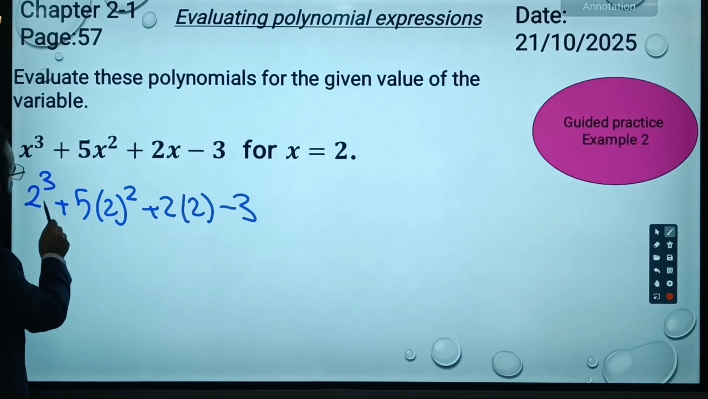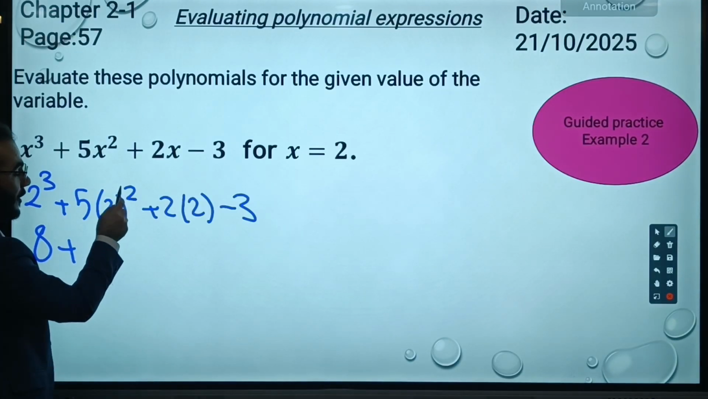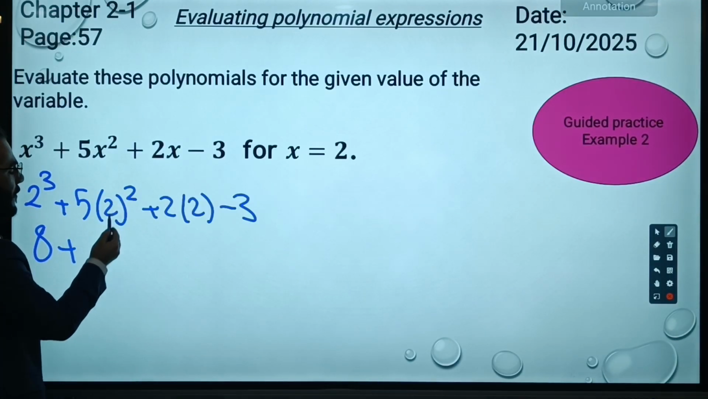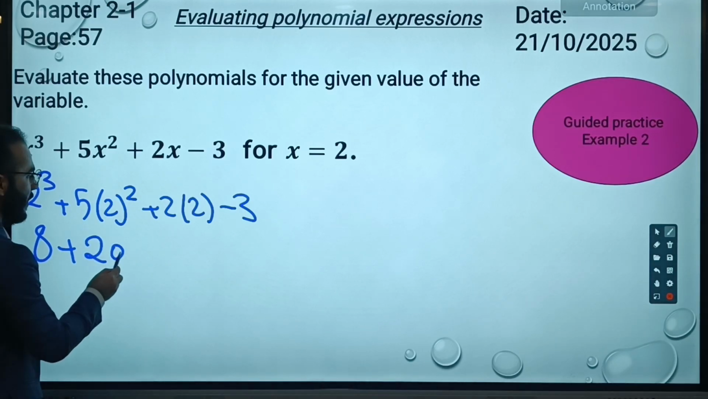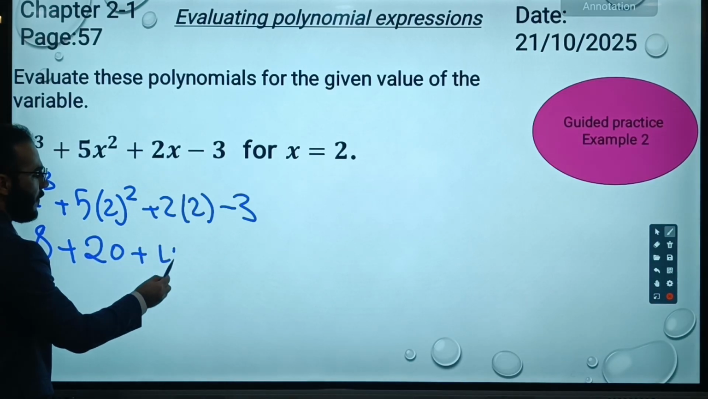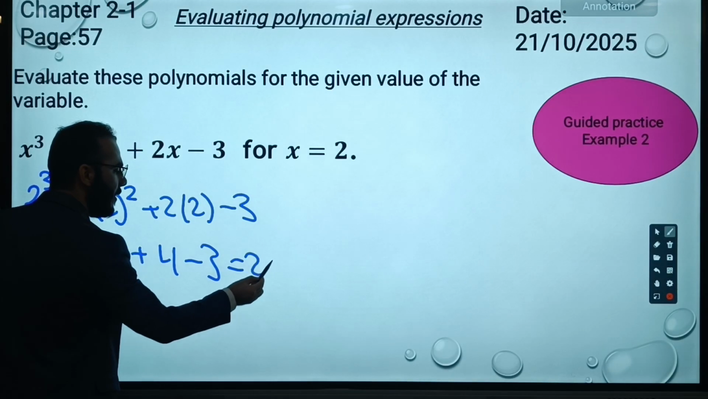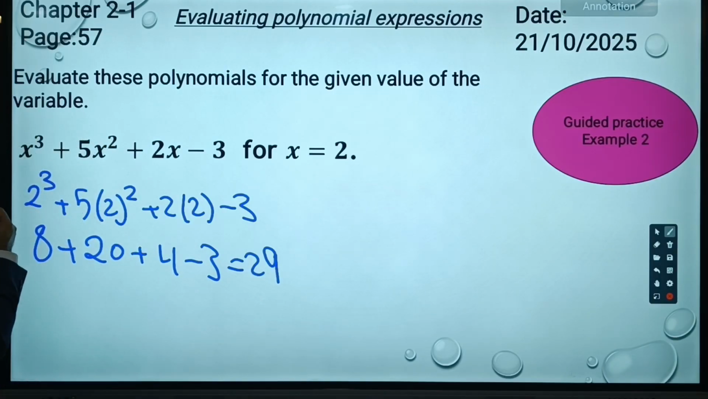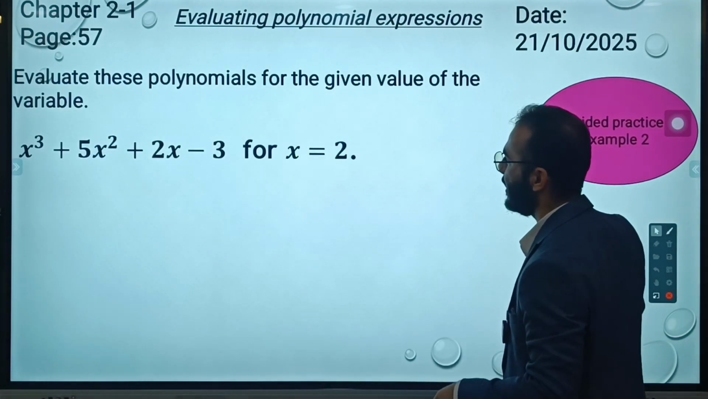Alright, so 2 to the power 3 is 8. Plus 5 times, okay, first of all, the exponent, remember PEMDAS, 2 to the power 2 is 4. 4 times 5, 20. Plus 2 times 2, 4, minus 3. So 8 plus 20, 28, plus 4, 32, minus 3, 29. And I hope that it is clear. Perfect. Evaluating is easy, I believe.